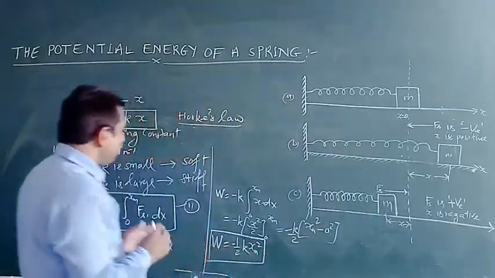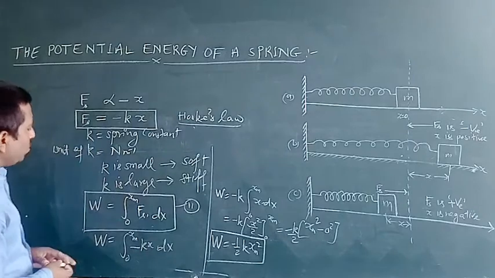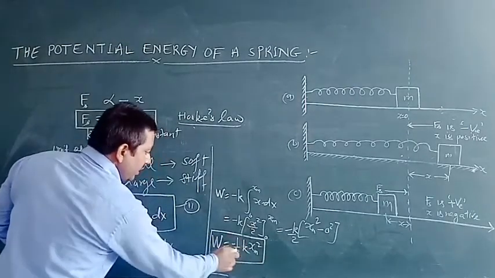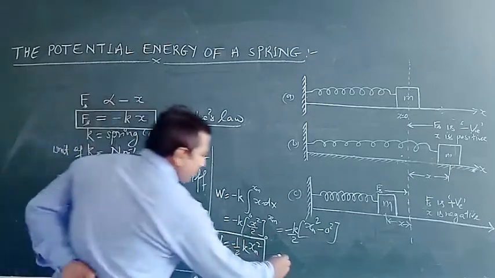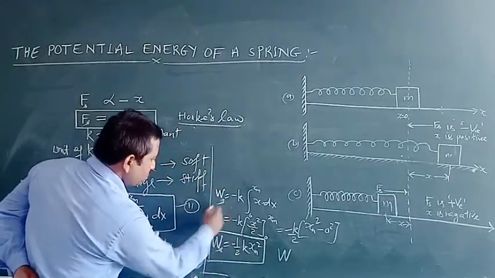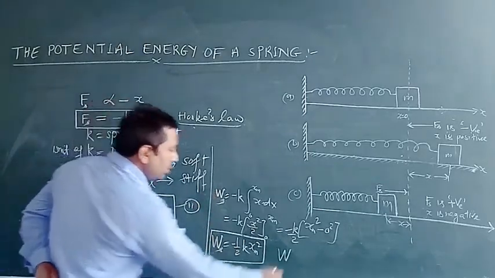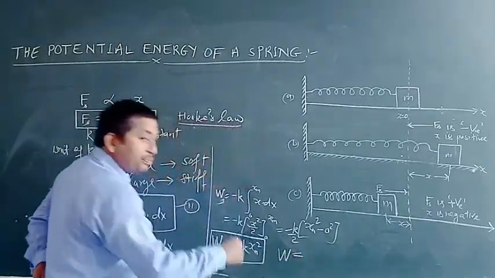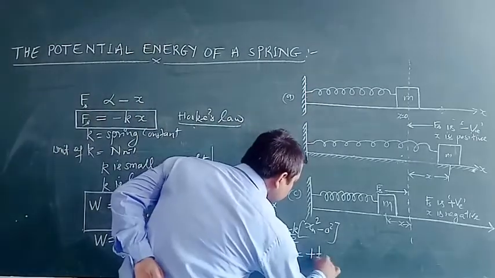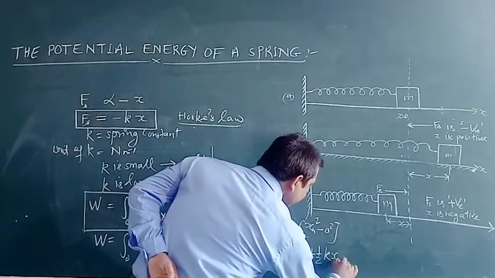So the total work done by the external force can be written as the negative of this W. It means this is the work done by the spring, okay, so you can write it as Ws. So the total work done by the external force becomes positive. So this becomes plus half of k xm square.